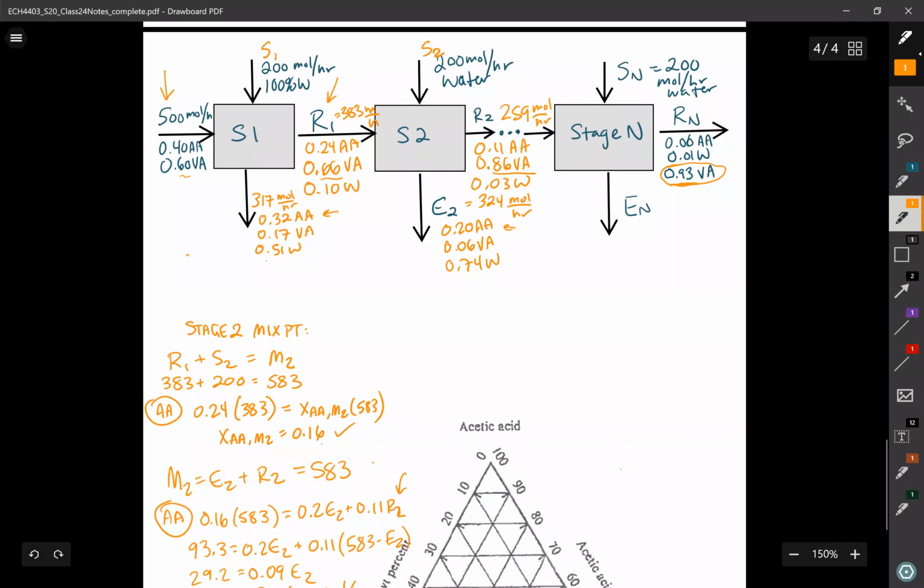But let's go through and do the stage 3 mixing point. And hopefully this is the third time you've seen it, so you can predict what the calculations will be. The mixing point is R2 plus S3 is equal to M3. And R2 is 259. S3 is again 200. 459 moles per hour.